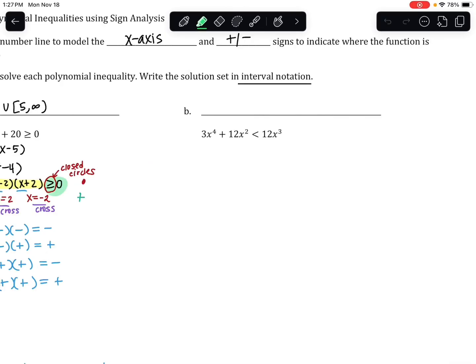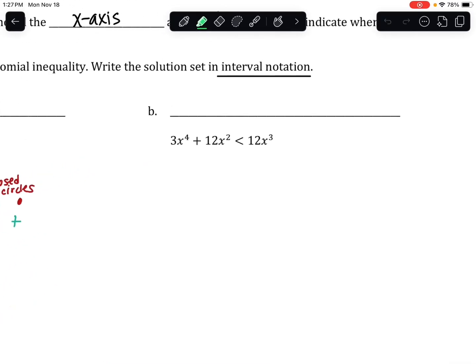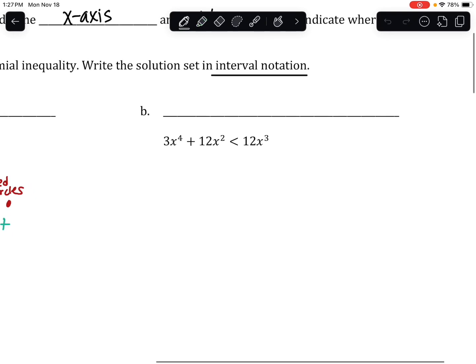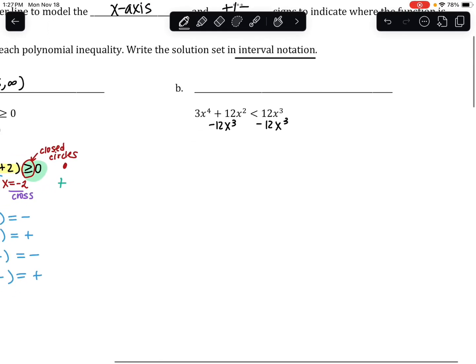Okay, for this next example, we need to set everything to 0. So the first thing I'm going to do is move this 12x cubed to the other side. And we're going to put it right between the x to the fourth and the x squared. And so we get 3x^4 minus 12x^3 plus 12x^2 less than 0.